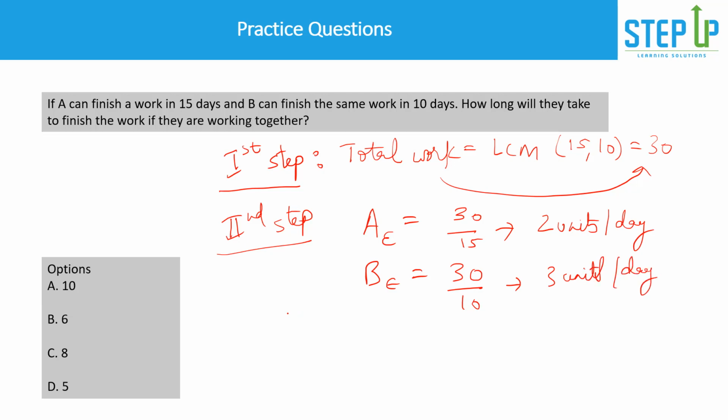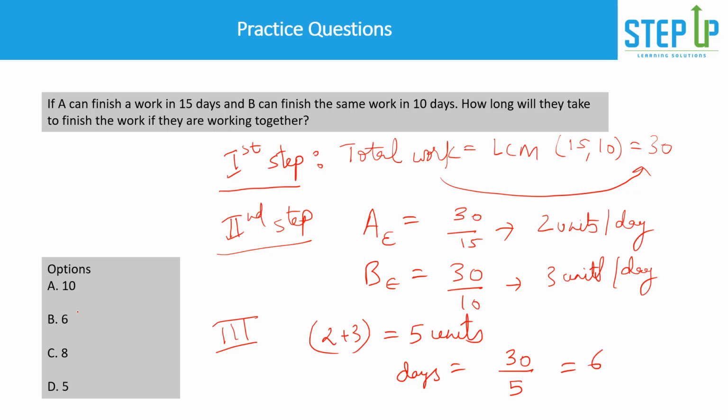Now the question says, if they work together, how many days will they take to finish the work? So in one day A will do 2 units of work and B will do 3 units of work. That means per day your efficiency is 5 units. We also know total work is 30. That means how many days will you take? You will say your total work, which is 30, upon your efficiency, which is 5. So the answer should be 6. So very, very simple. Same approach we'll use in the other questions as well.